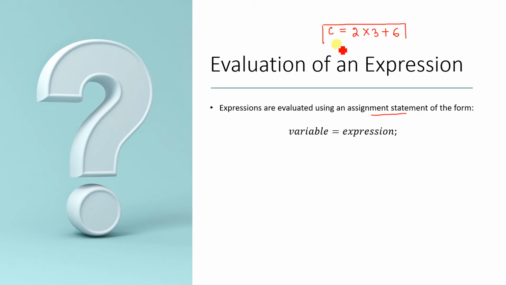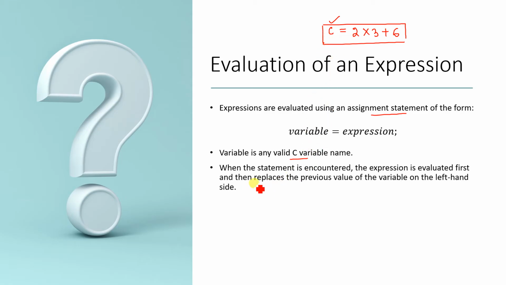In this expression, on the left side of the equal to operator there is a variable called C, and the right side of the equal to symbol will be the value, or we can say the expression exactly. This C is nothing but a valid C variable name. Finally, when the statement is encountered, the expression is evaluated first, then it replaces the previous value of the variable on the left hand side. So what does it mean?